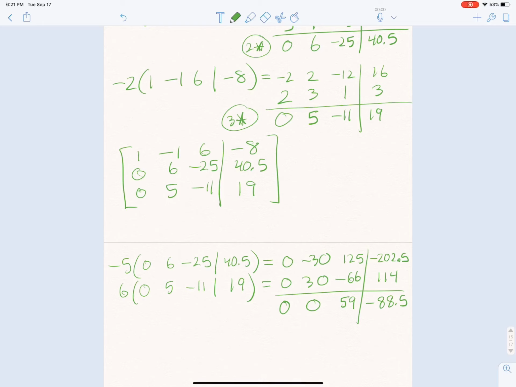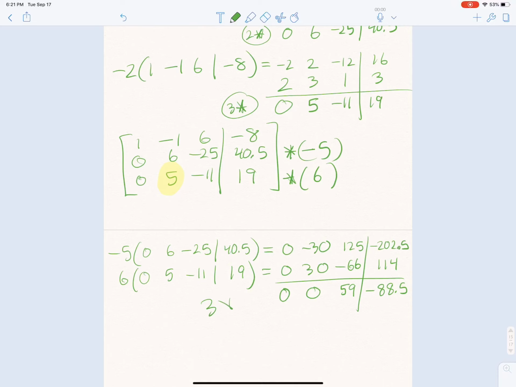So yes, you can multiply both equations by a number. You see what happened here? We're trying to make this 5 a 0. So we need to multiply, what did we do? We multiplied the second equation by -5. And then we multiplied the third equation by 6, so that we can get -30 and then +30. So then when they add together, you get 0, right? So we call this 3 double star.